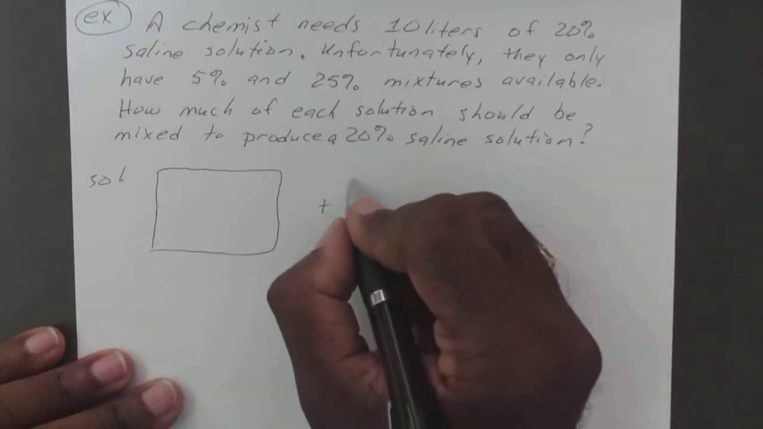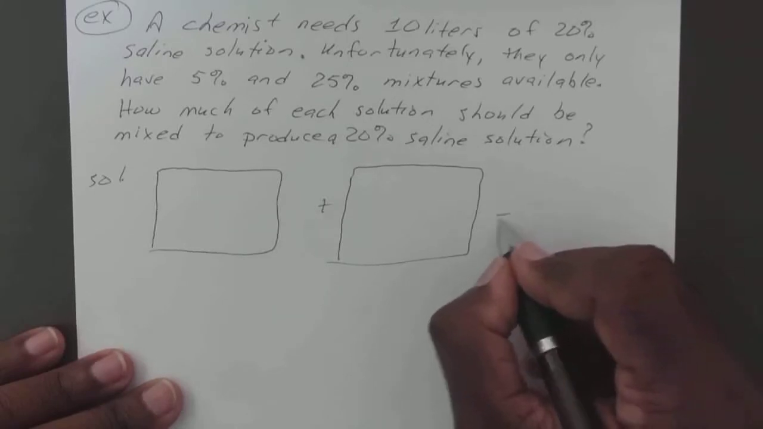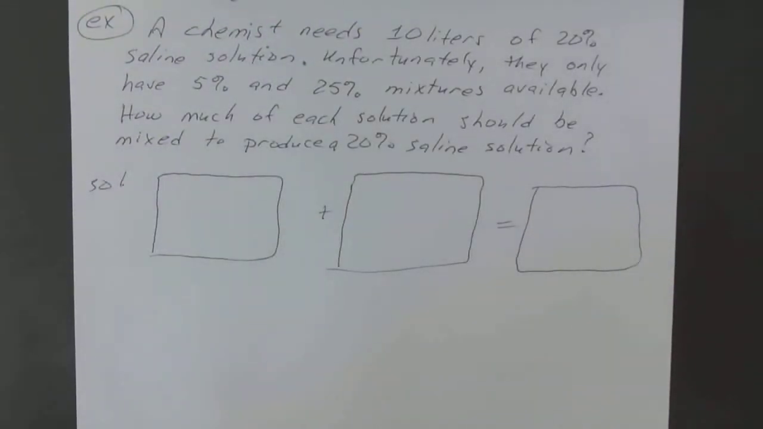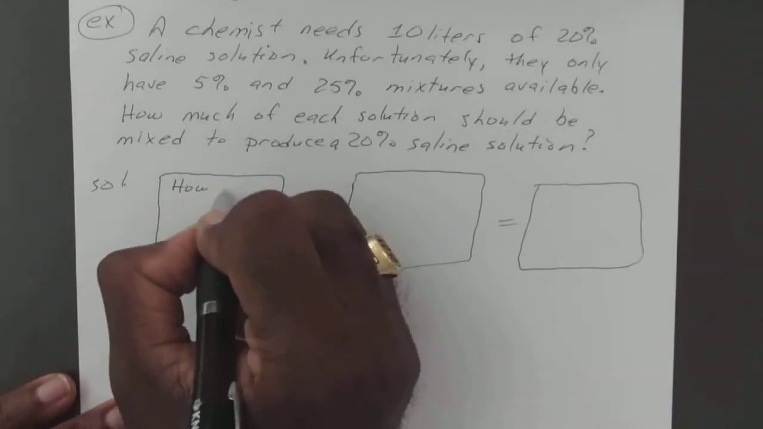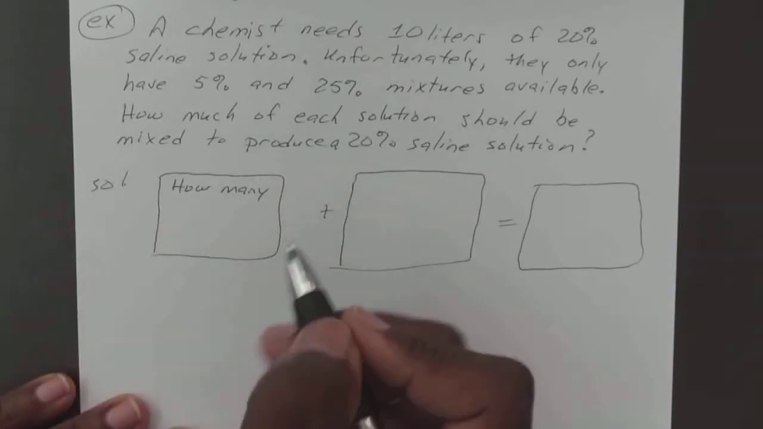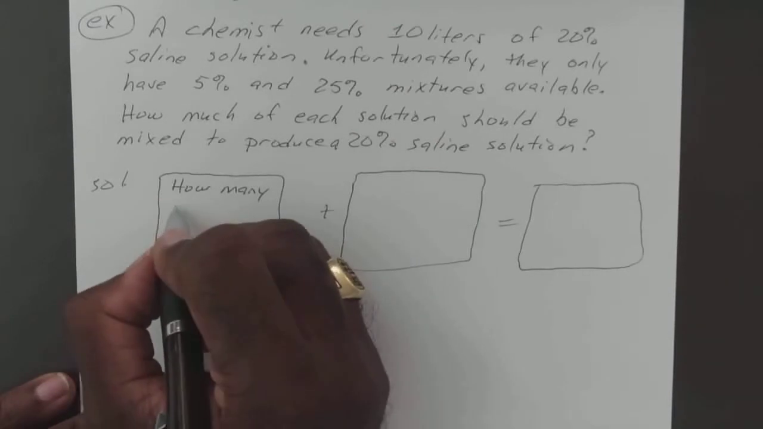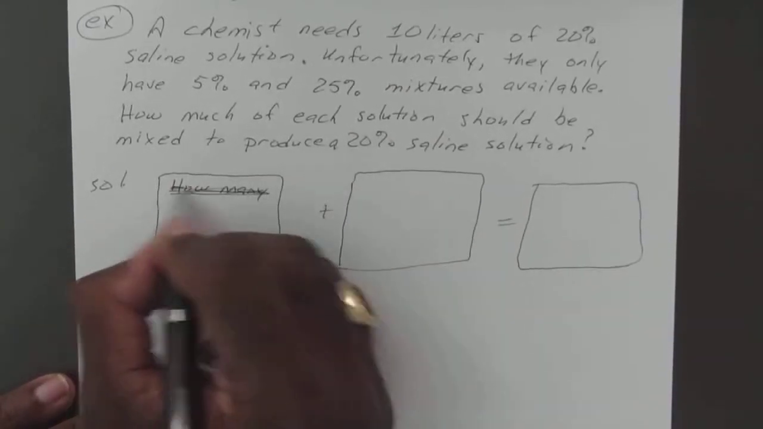Okay, so we start off with our solution here. We want to know how many... what is it? 5% solution. I guess you could say number of 5% solution would probably be a little bit better.